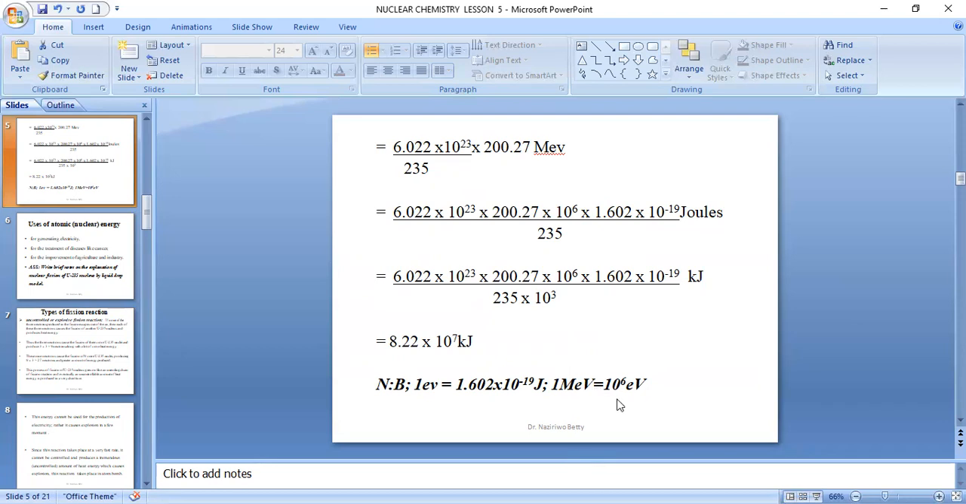So 1 milli-electron volt is equal to 10 to the power 6 electron volts. And 1 electron volt is equal to 1.602 times 10 to the power negative 17. So multiplying by those factors to convert the milli-electron volts to joules, this will be equal to 6.022 times 10 to the power 23 times 200.27 times 10 to the power 6. Now there I'm converting the electron volts times 1.602 times 10 to the power 19, now into joules, over 235. And if we want to change the joules into kilojoules, we shall divide the resultant answer by 10 to the power 3, which is equal to 6.22 times 10 to the power 7 kilojoules.